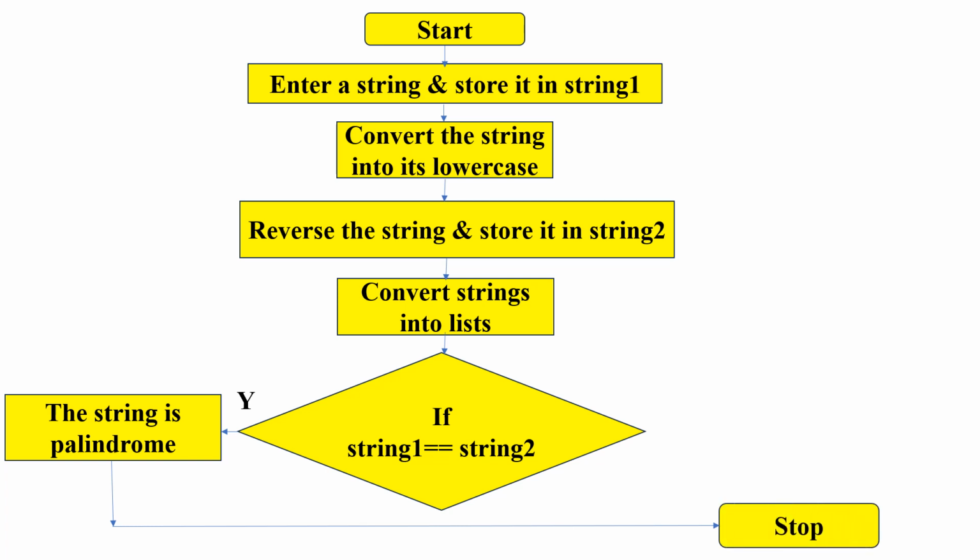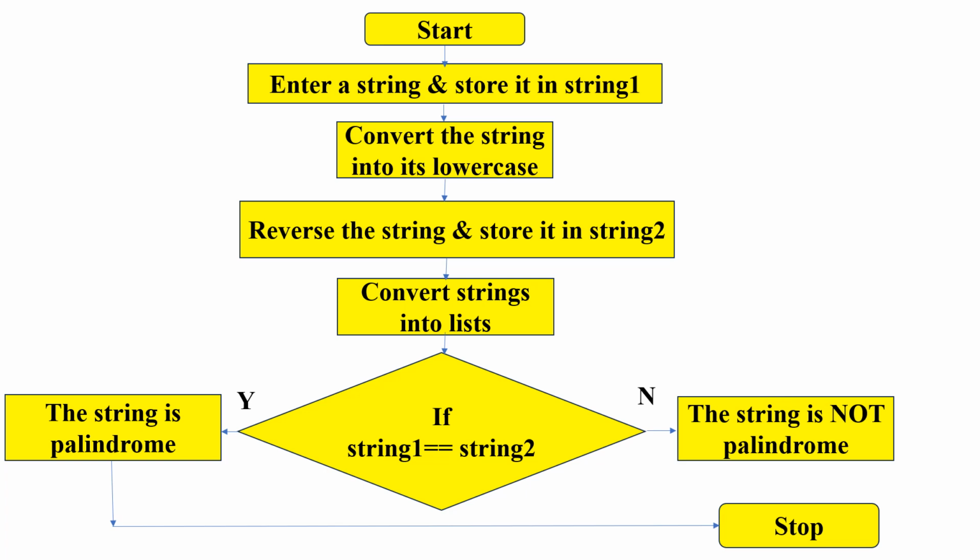Else, if string1 is not equal to string2, then what must be the output? The output must be the string is not palindrome. After this, I should stop the execution. This is the flowchart which gives me the clear picture of the flow of the program, and it gives me the idea to write the code. Next, in the interactive shell or in the file editor, we'll write the actual Python code to demonstrate this.